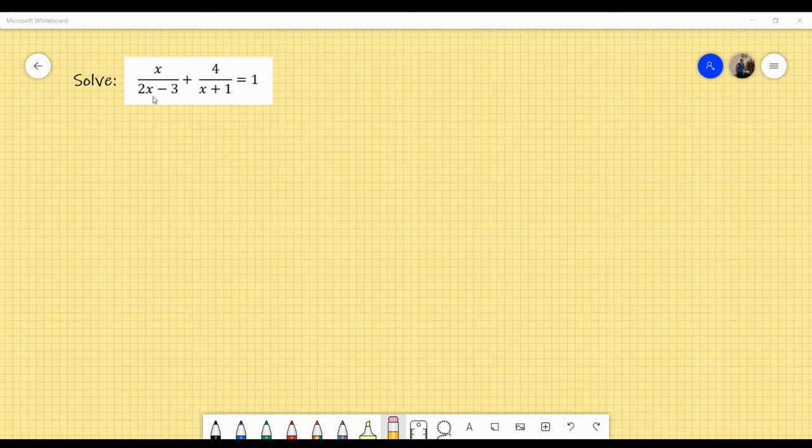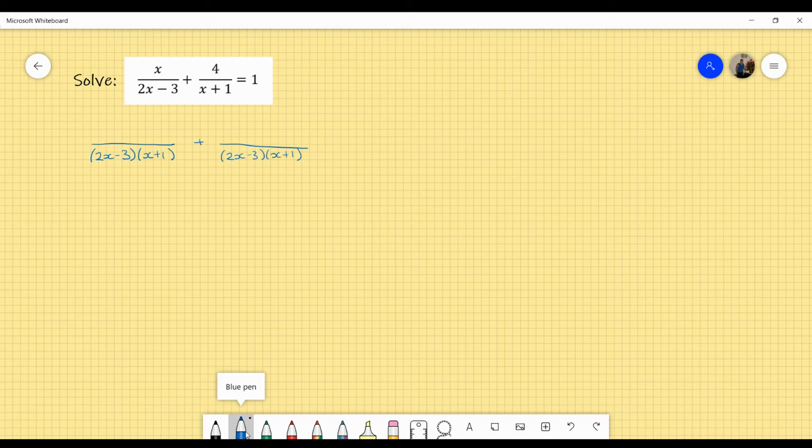So if we start off by looking at this question, we need to make sure we have a common denominator so that we can actually add them together. Remember, the easiest way with an algebraic fraction is to multiply the two denominators together. So 2x minus 3 multiplied by x plus 1. And then the denominator on the other fraction will be the same. So 2x minus 3 multiplied by x plus 1.